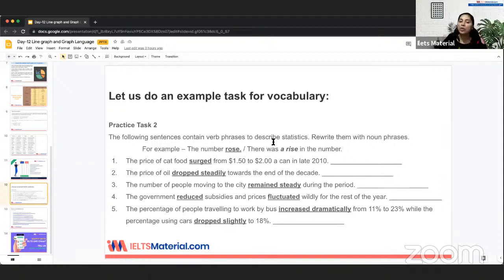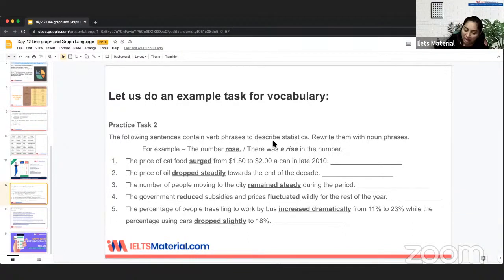The number rose, and that can be written as there was a rise in the number. Rose has been changed into a rise. The past tense rose is replaced by was. There was a rise in the number. You can also take it as active or passive voice, which can be changed into an active and a passive context. This is what you need to do with this particular category.